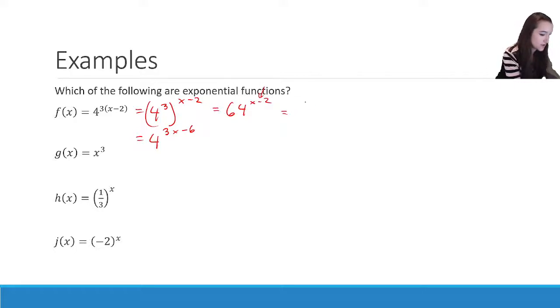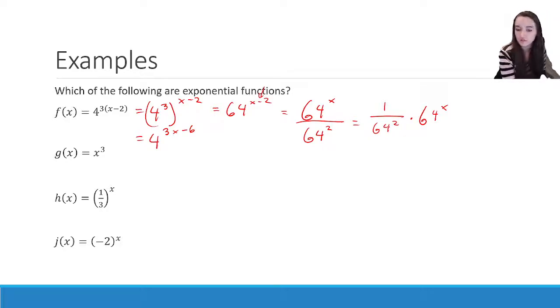So this will be 64 to the x over 64 squared, or in other words, 1 over 64 squared times 64 to the x. All I'm doing is separating that fraction. And we can see this is our a, b, and then we have our exponent.